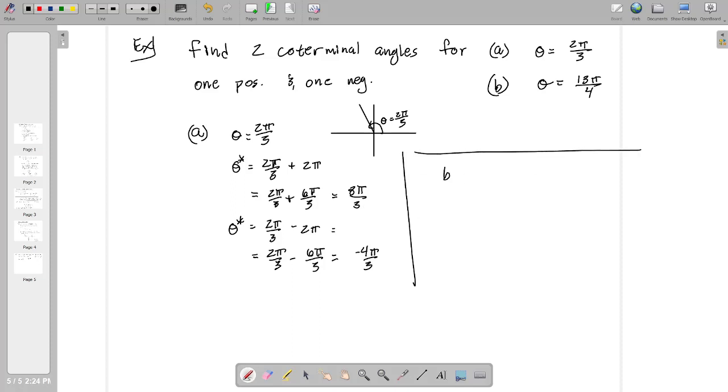Do part B. Now our theta is 13 pi over 4. So let's find two coterminal angles, one positive, one negative, with 13 pi over 4. I'm going to draw that for you. You might not know exactly where it is. Okay. We'll learn about that, how to find them in a bit. Right here. This is 13 pi over 4.